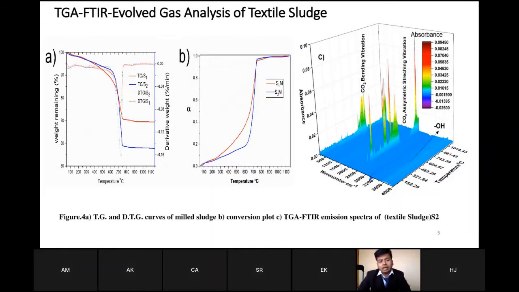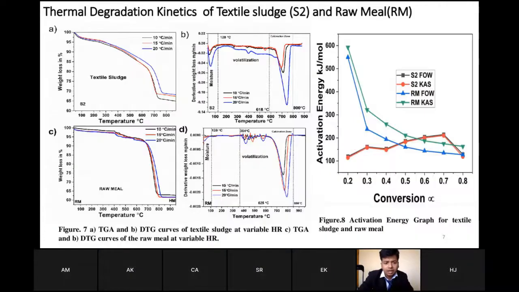So again, the evolved gas analysis was carried out using thermogravimetric analysis hyphenated with the FTIR. With respect to increase in temperature, the predominant gas evolved was CO2, and there were no organic gases evolved during the reactions. That indicates the predominant inorganic nature of the textile sludge.